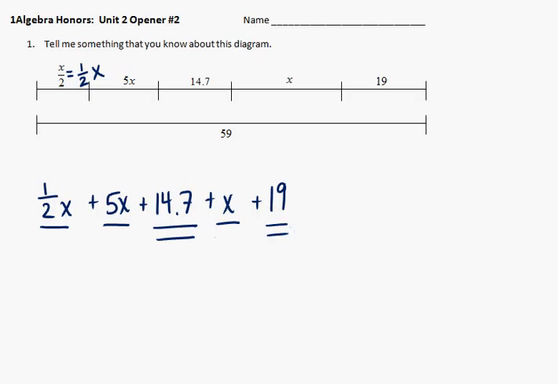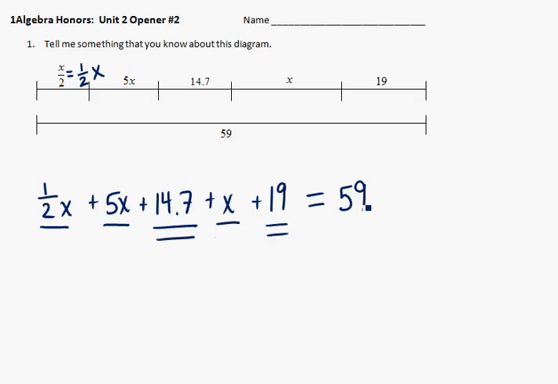These 5 terms make up an expression, but we could actually write an equation, because the other thing that we know that we haven't used yet is we know that the length of this whole line segment is 59 units long. So let's take our expression and set it equal to 59 units long.